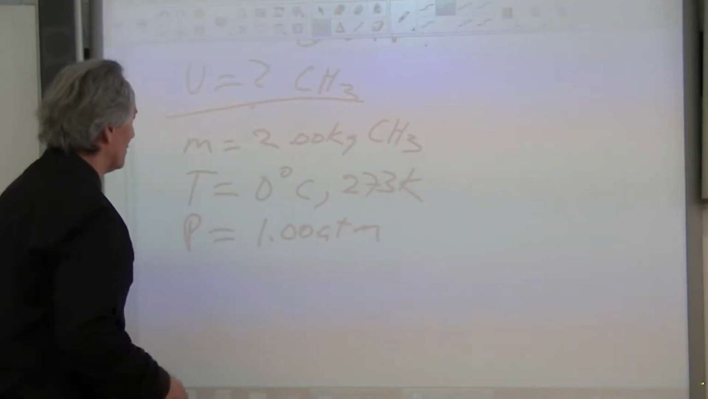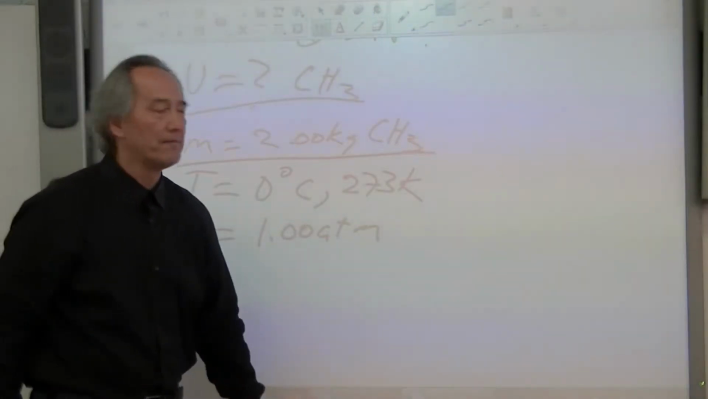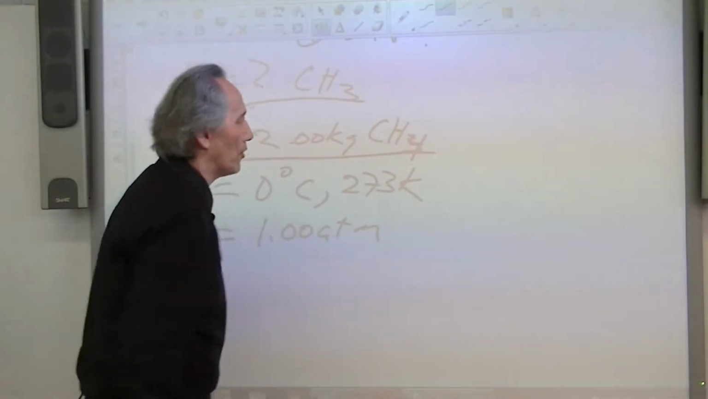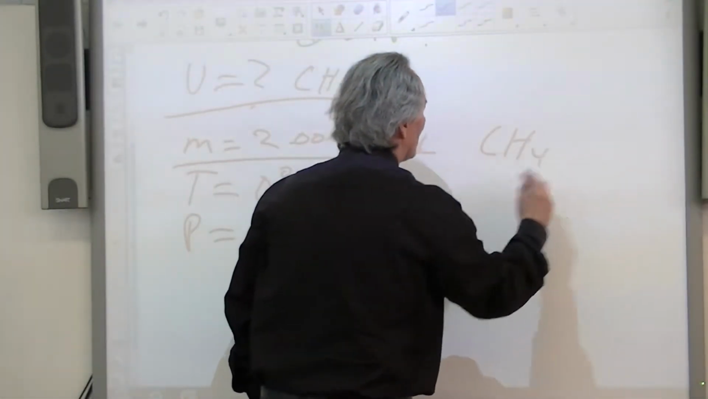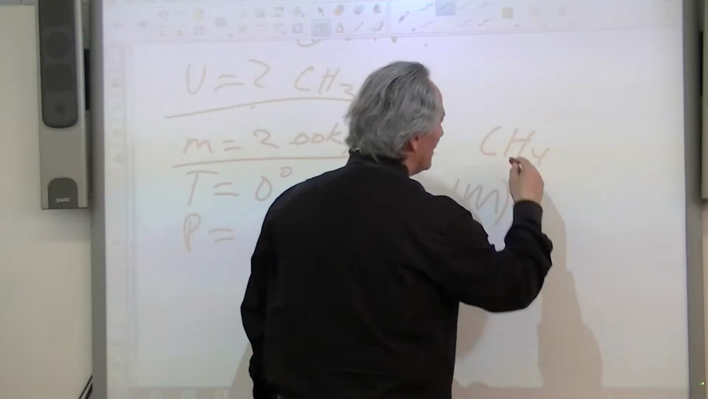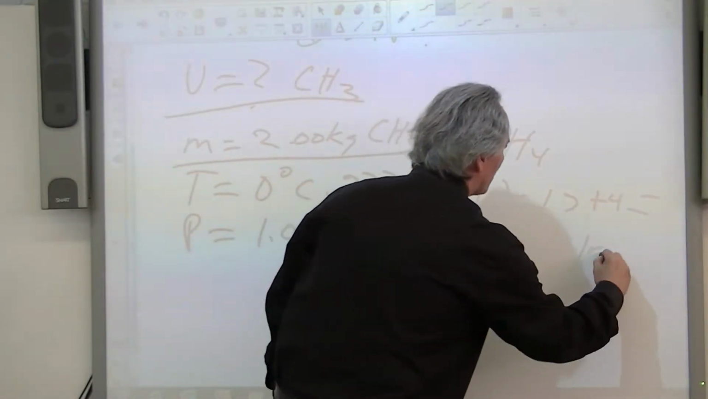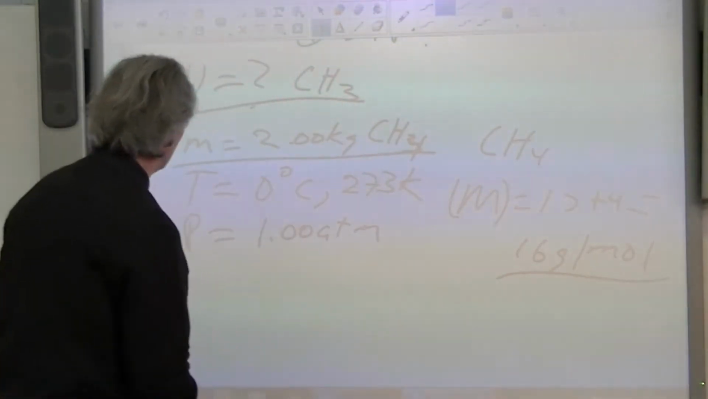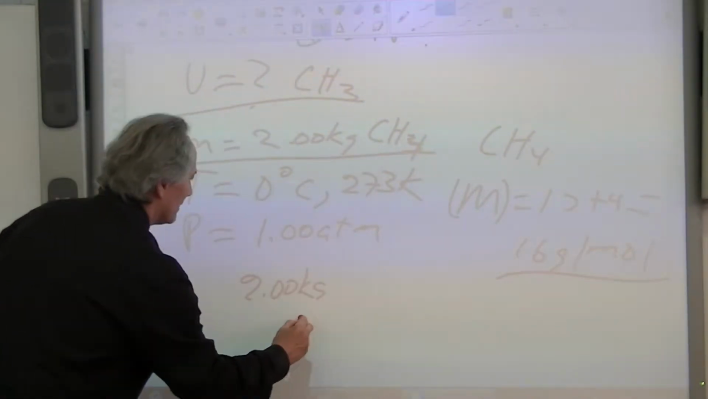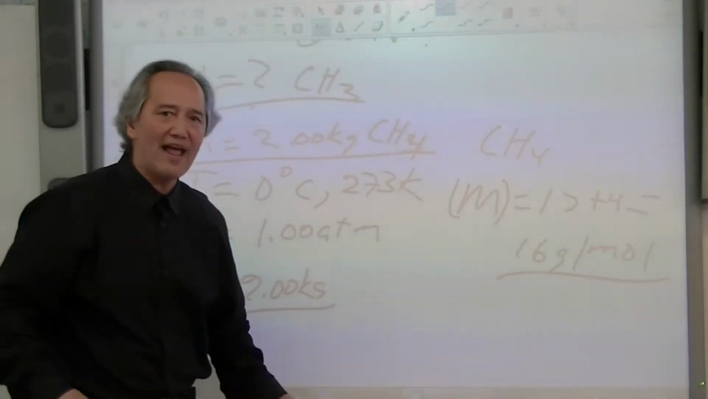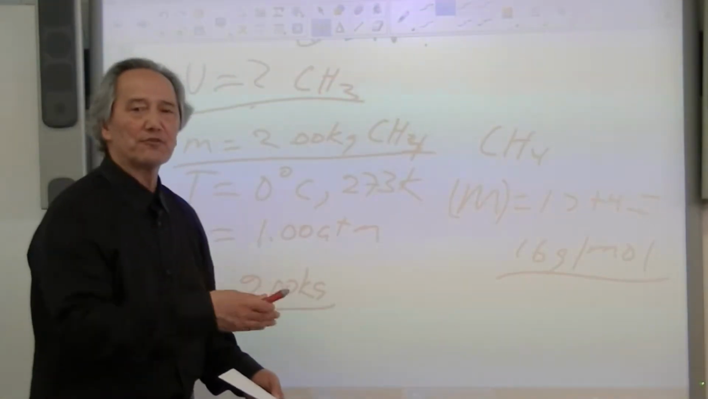Again, we're looking for volume. So note, we're given 2.00 kilograms of methane, CH4. Let's go ahead and calculate the molar mass for methane. CH4, the molar mass of that would equal 12 plus 4, which equals 16 grams per mole. Okay, this is for methane. Now we're originally given 2.00 kilograms, and we want to convert that to grams, and then we want to convert the grams to moles.